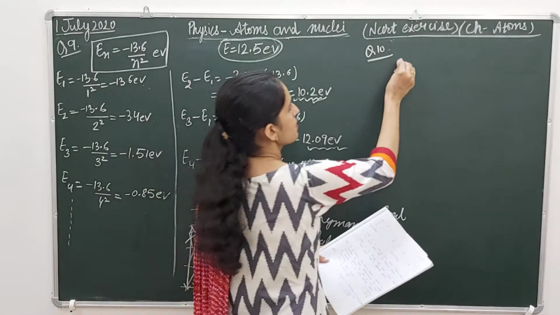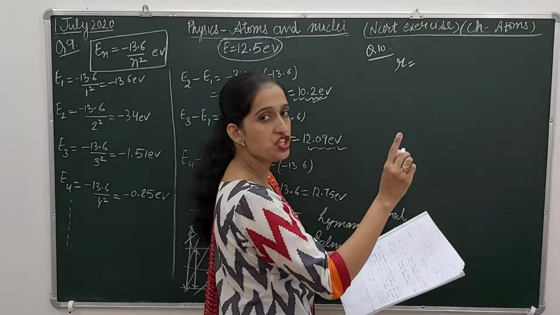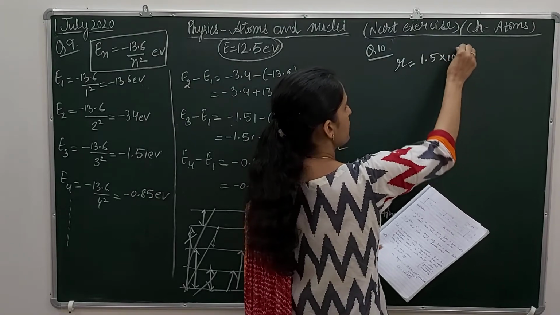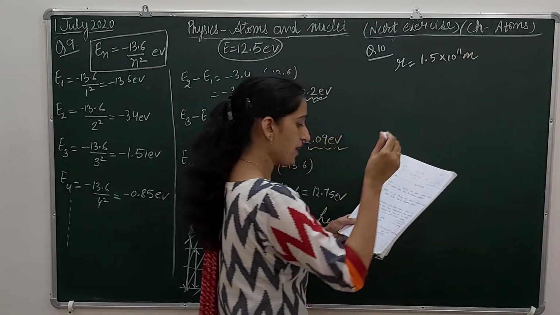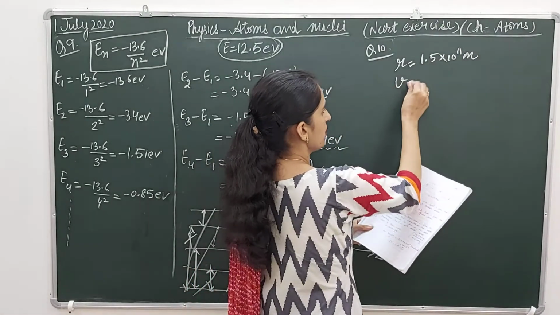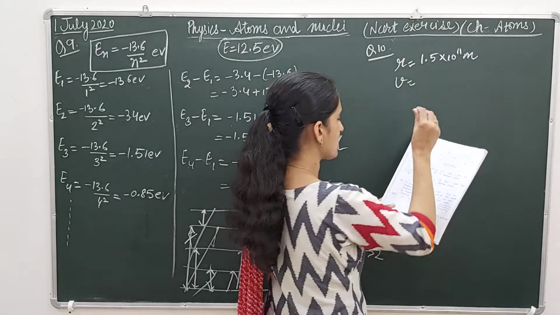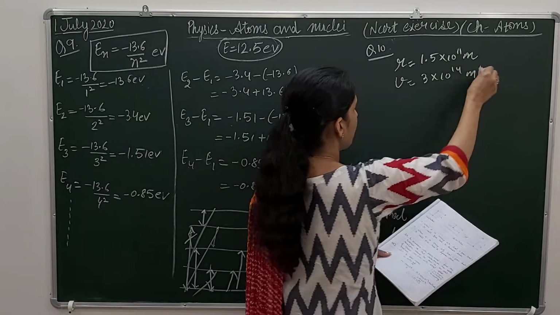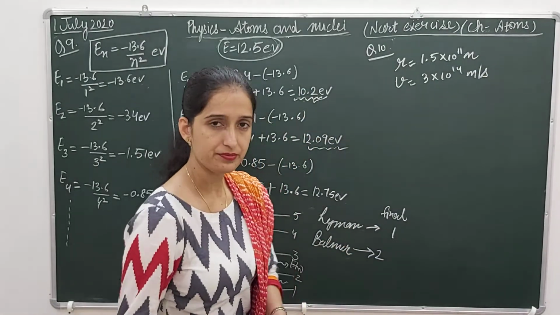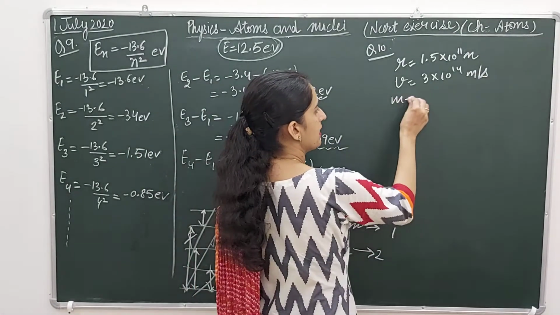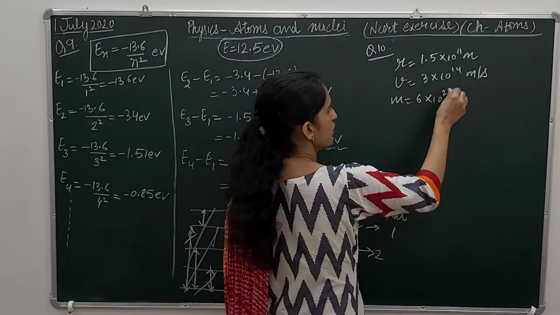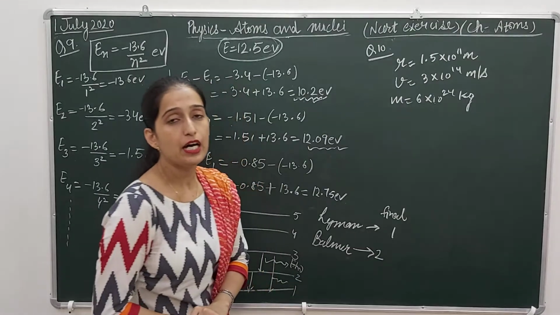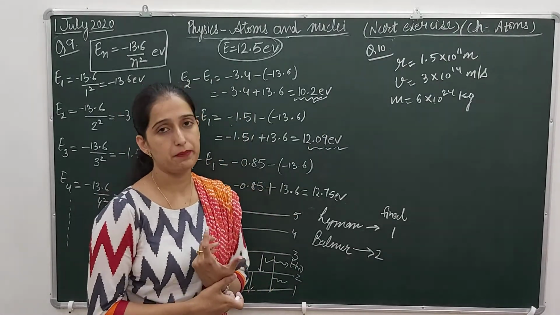The radius of the orbit in which Earth is revolving is 1.5 into 10 to the power 11 meter, and the speed with which the Earth is revolving around the Sun is 3 into 10 to the power 14 meter per second. And the mass of Earth is 6 into 10 to the power 24 kilogram. Now they are asking for the quantum number.